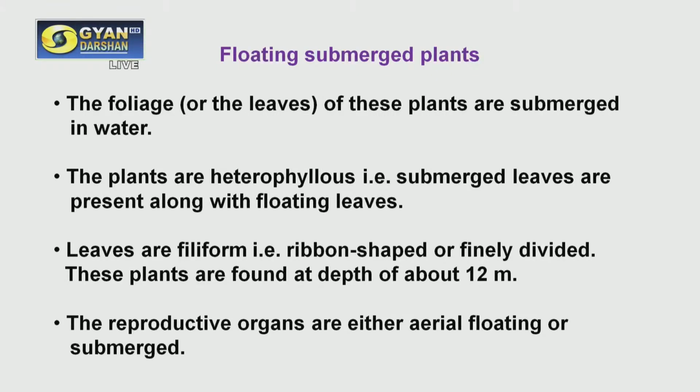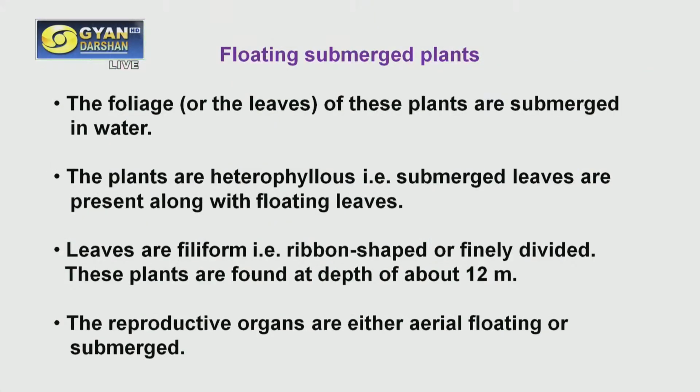The plants are heterophyllous, that is, submerged leaves are present along with floating leaves. This is very interesting. They have two different forms of leaves. One type of leaf is the floating leaf, and the next category is the submerged leaves. Now these two types of leaves will look different. Why? Because the leaves which are floating do not have to face direct water current. So in most of the cases they are entire leaves.